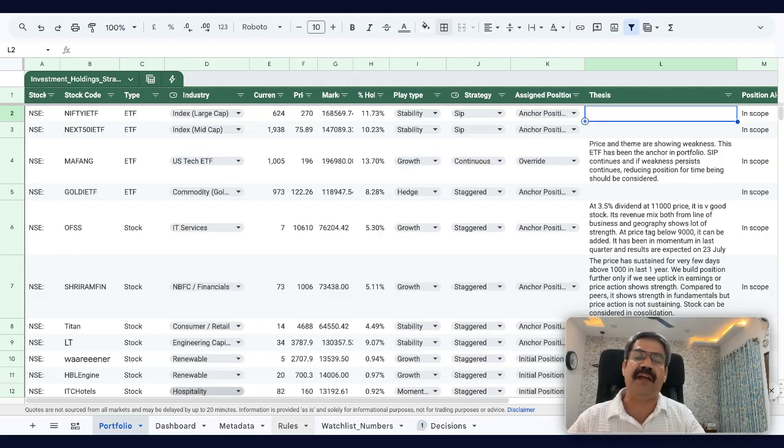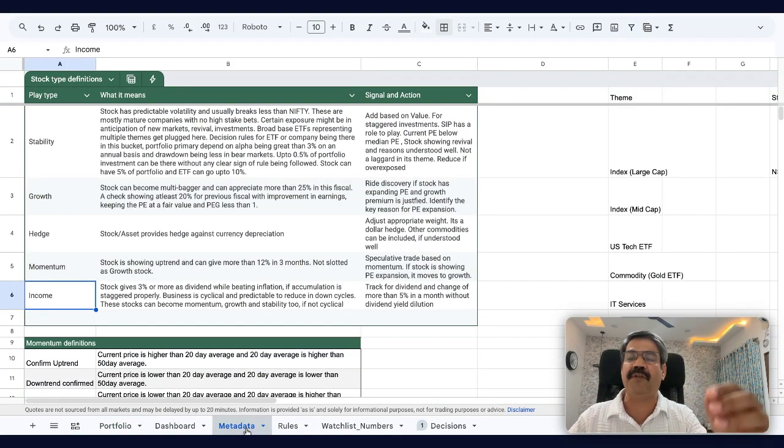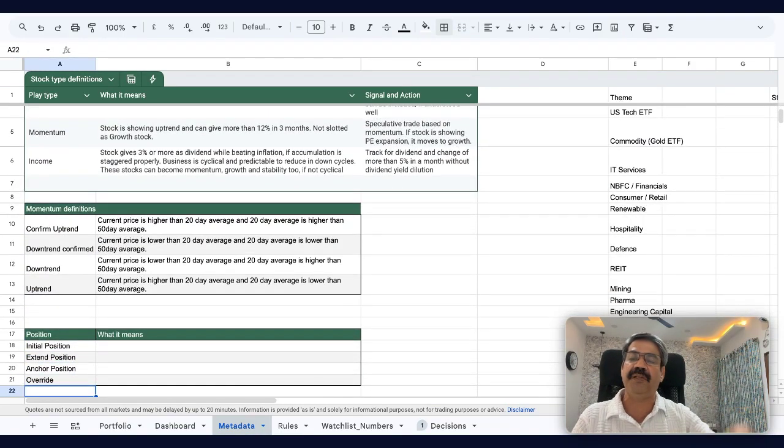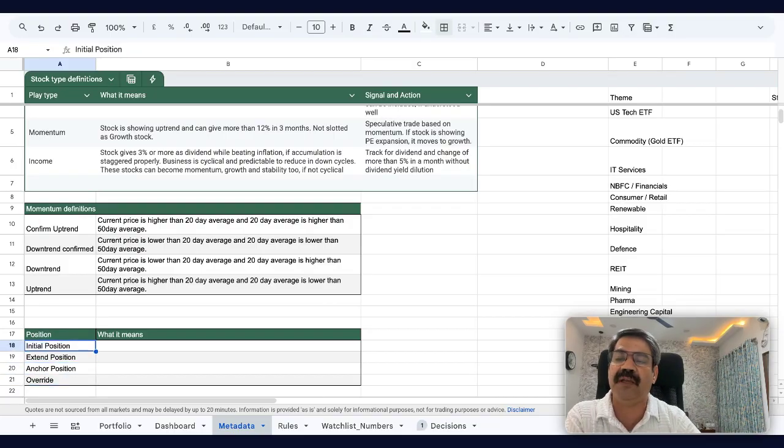Once you have defined that, then you can bring in stocks as and when you discover them. Now that is one part of the puzzle, that yes, you've got the mix correct and you define the rules around that. The second part of it is how do you build positions. So we've classified them into four areas: initial position, extend position, and like that, anchor and override.